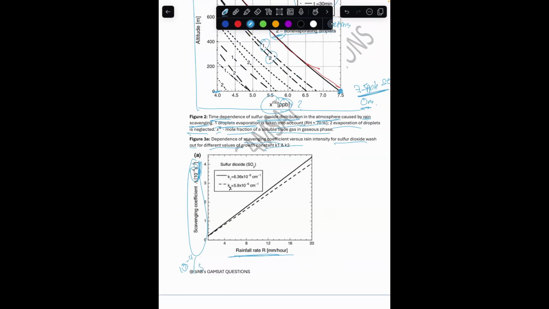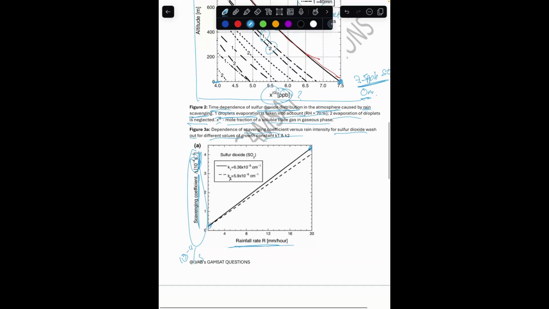Okay, and you have different values of the constant, K1 and K2. Cool. K1's the solid line, K2 is the dashed line. Simple. There's not much to it. But I like to pay attention to the trends. So I can notice that as your rainfall rate increases, you get more scavenging. Your scavenging coefficient gets higher. So just something to keep in mind. If you can pick up the trends as you go with graphs in GAMSAT, especially section 3, it's very good. So just keep that in mind.